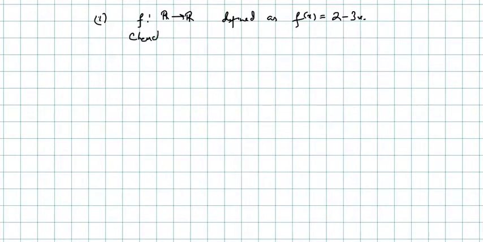Understand? Let's take a simple example to understand this more properly. So let me give a question. f from real to real defined as f of x equal to 2 minus 3x. Check the injectivity. So, is this function one-one or not?